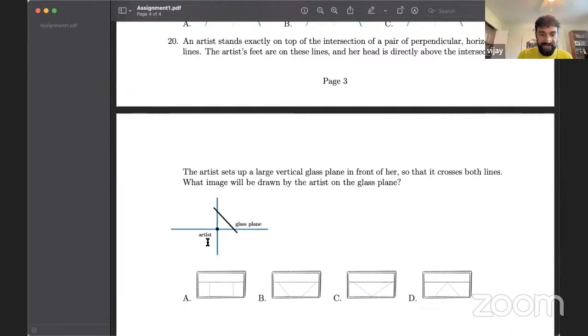If the artist were standing not at the point of intersection, but somewhere back here, then you could get option C. That's correct. But if you were standing at the point of intersection, which is a kind of funny thing to do, then you would get option A. So does that make sense, Kamaljeet? Yes, sir. Okay. Great.